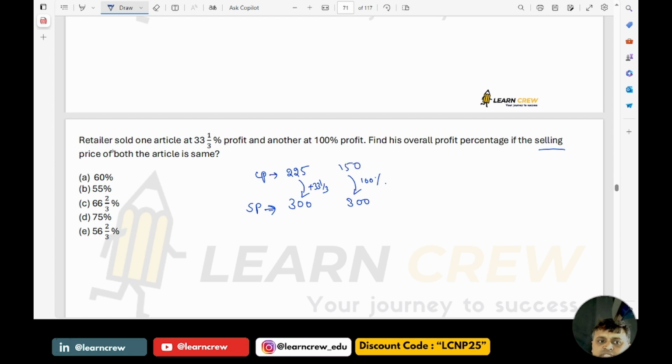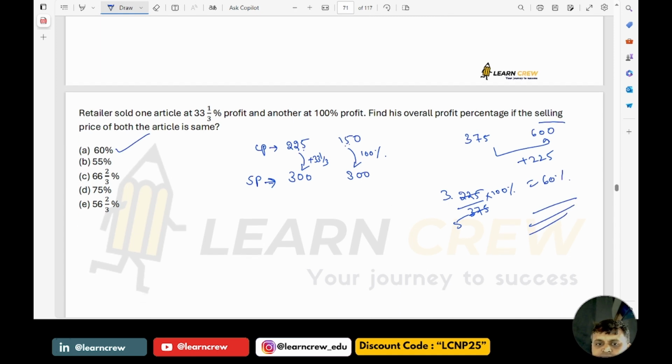Now the question is, find his overall profit percentage. So 225 plus 150, how much? 375 is the overall cost price and 600 is the overall selling price. Thereby 225 is the overall profit. This 225 is what percentage of 375? If you simplify, 75 threes are, 75 fives are, so 3 by 5, which means 60%. So 60% is the answer.